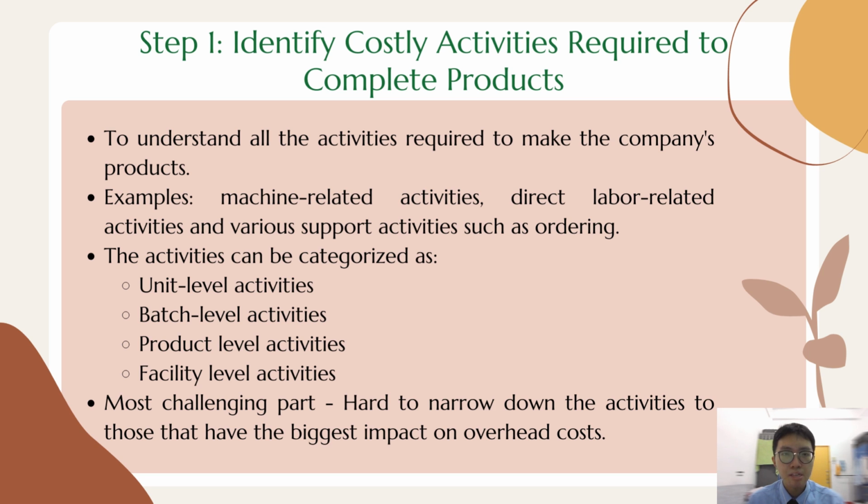These activities can be categorized into 4 categories, which are unit-level activities like the use of indirect material and consumable, batch-level activities such as material ordering and the machine setup costs, product-level activities such as the designing of a product and the advertising of a specific product, and the last one, facility level activities, such as the salary of the production manager and the maintenance of the building.